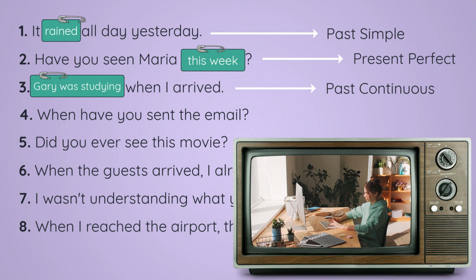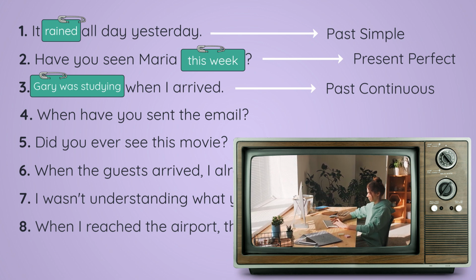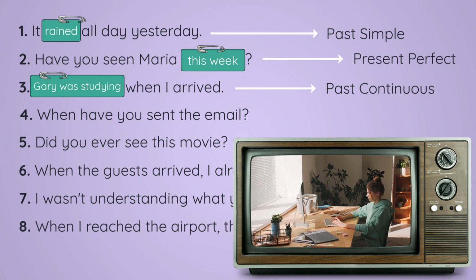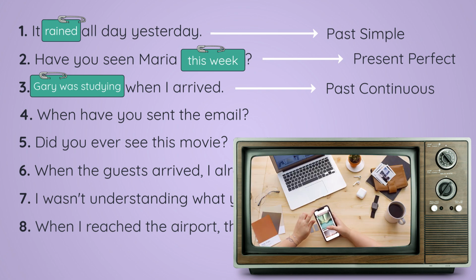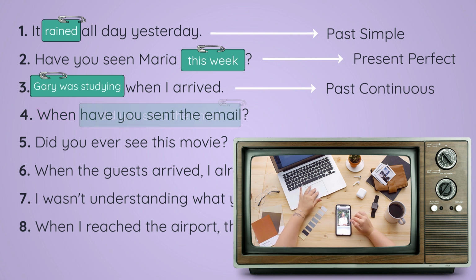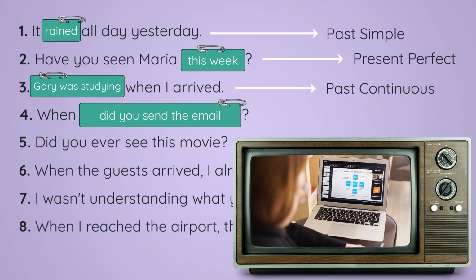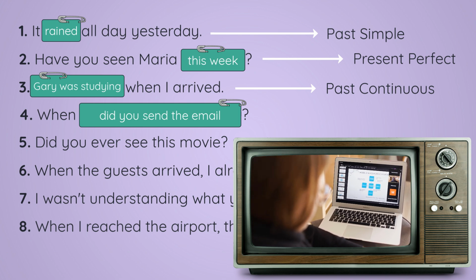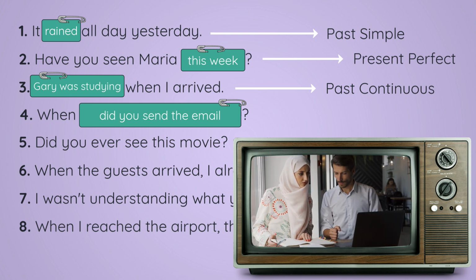Next, number 4. When have you sent the email? Okay? So the problem here, again, is that the tense that's used is present perfect. But with present perfect, we cannot use the word when. If you use the question word when, then you need to change this entire question to past simple. When did you send the email? Okay? Because when I ask you that question, you're gonna tell me some time in the past that's finished and over. So that's past simple and not present perfect.